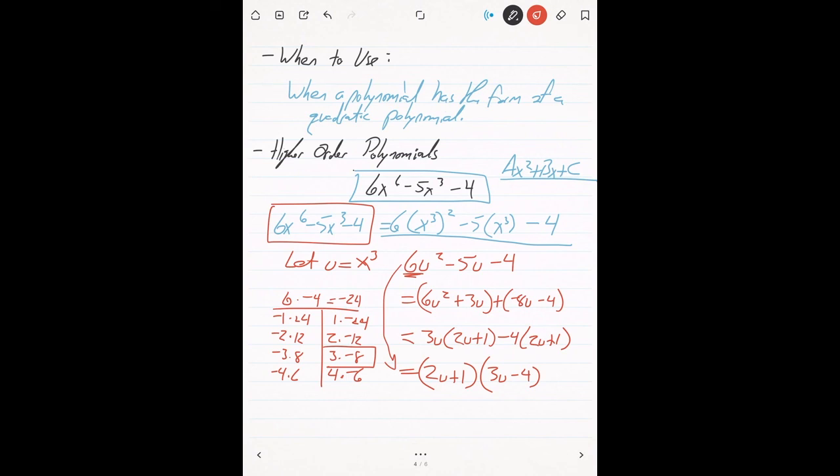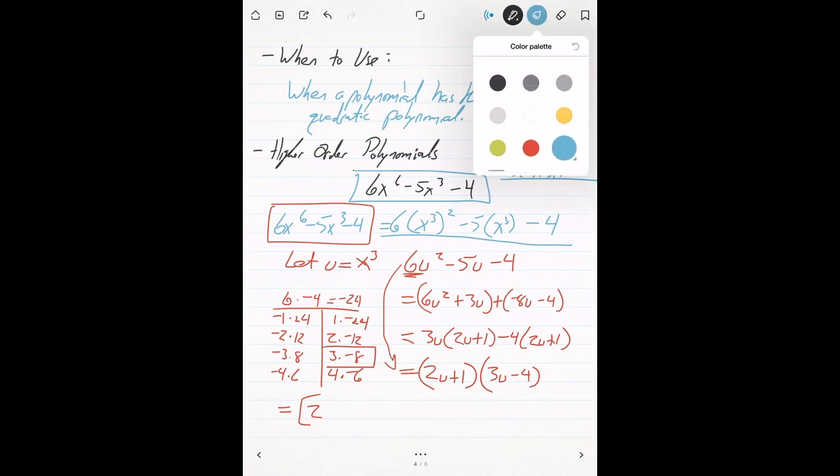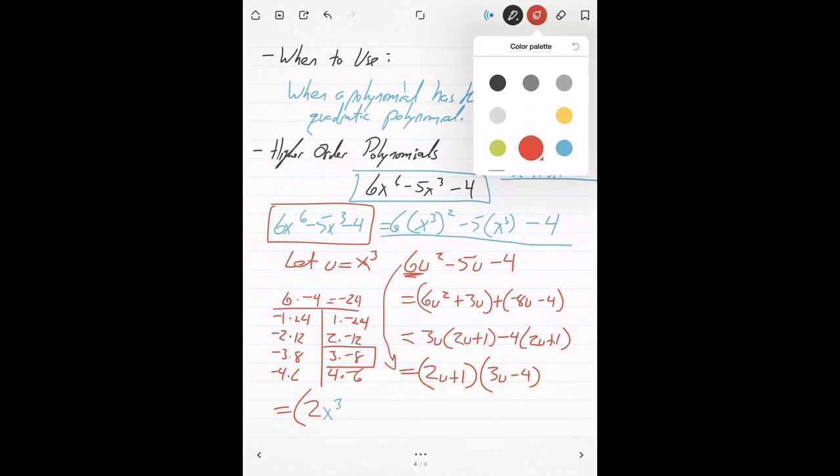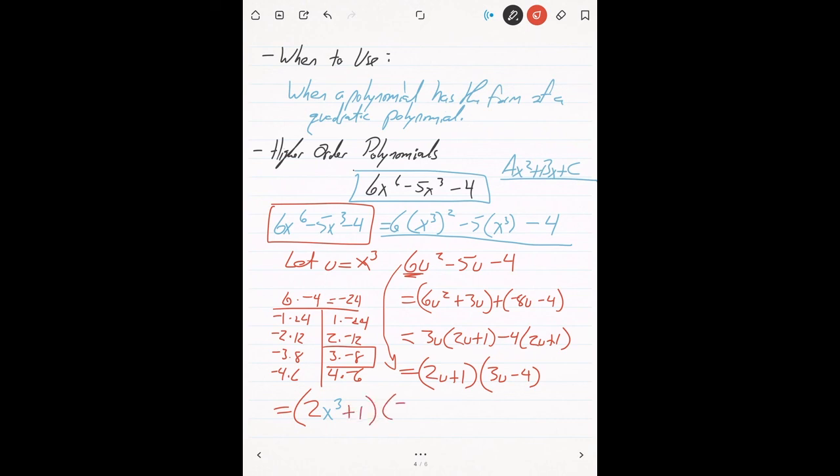Now what we're going to have to do is say, well, we really have 2 times u. Well, u, I defined that as x cubed. What we're going to have to do is substitute back in what u is. So I defined u as x cubed. So let's sub that in. And then we're going to add 1 to it. Times 3 times, well, u again is x cubed. And then we're going to subtract 4.